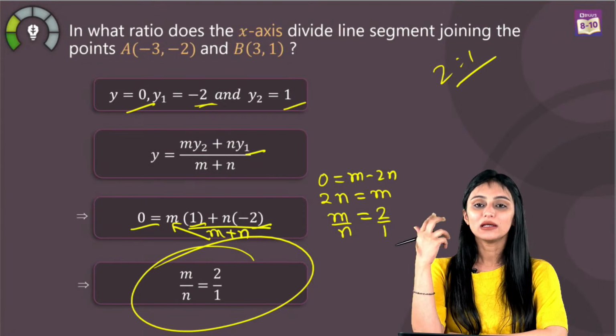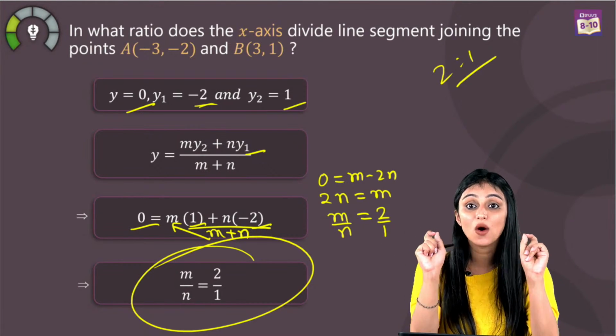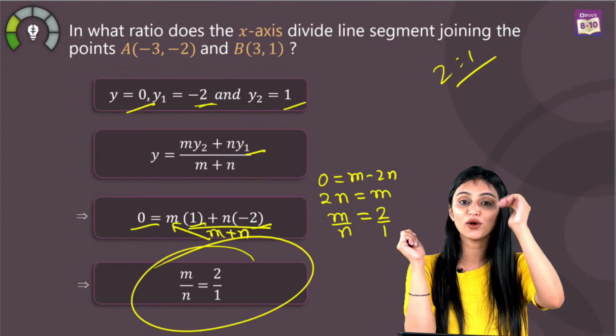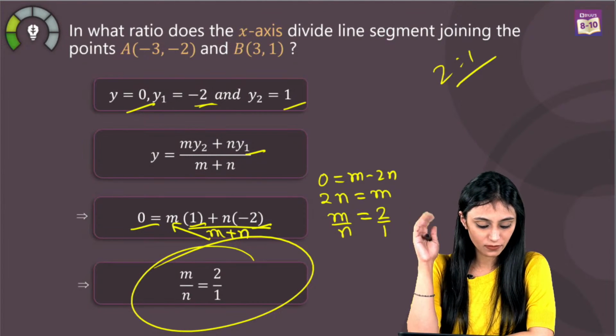Why is y 0? Reason being, if you talk about the x-axis, the y coordinate is always 0. Similarly, on the y-axis, if something is plotted on the y-axis, the x coordinate will be 0. Remember this thing. All right.